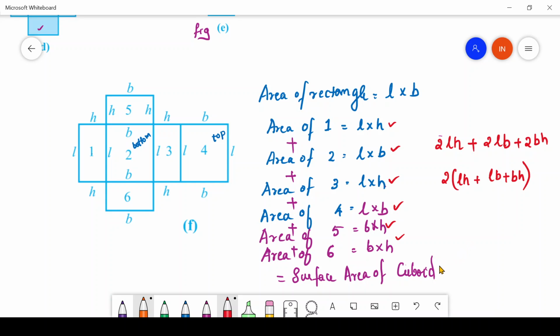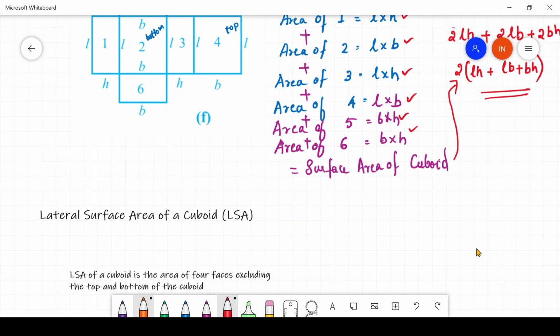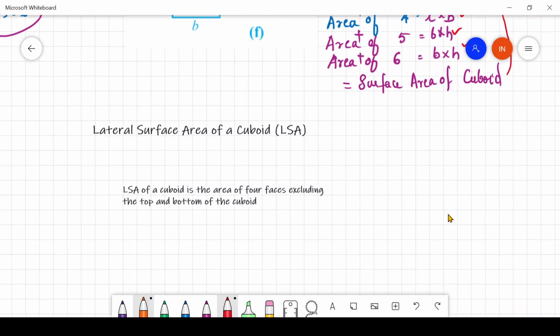So how can we find out the area of a cuboid? By using this formula: 2 into (LH plus LB plus BH). Okay, so this is the formula we are using to find out the area of a cuboid. As I told, this is the total surface area of the cuboid. So what about the lateral surface area of a cuboid, if this is the total surface area? How can we obtain the lateral surface area? Let us move into that.